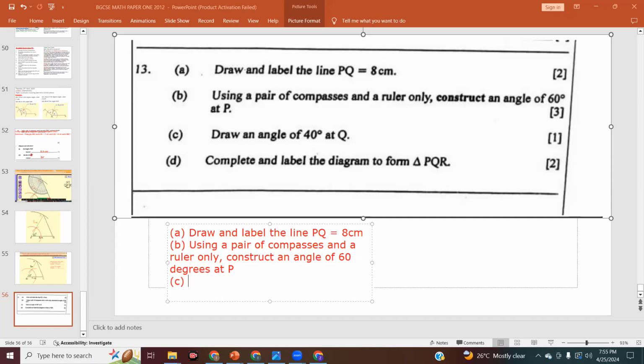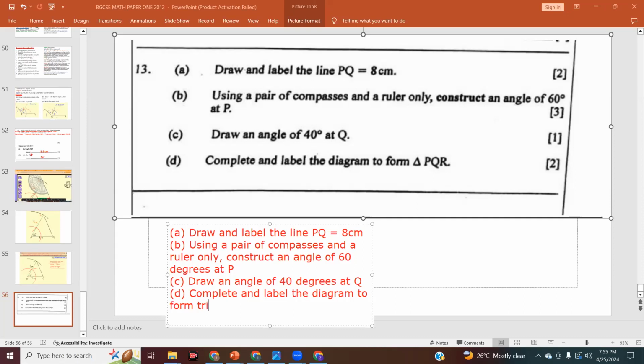On part C, it says, draw an angle of 40 degrees at Q. And then D says complete and label the diagram to form triangle PQR.